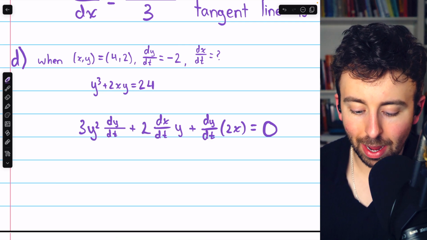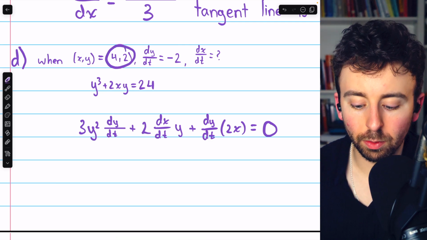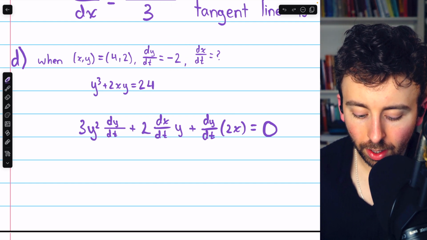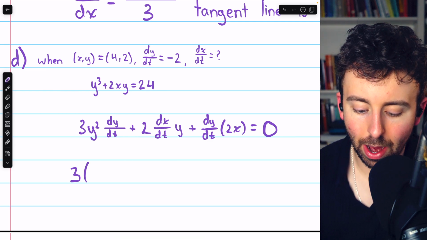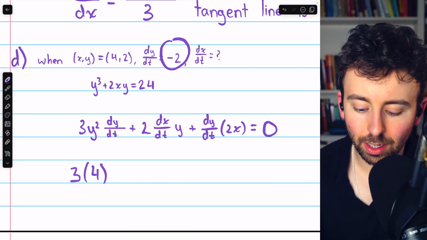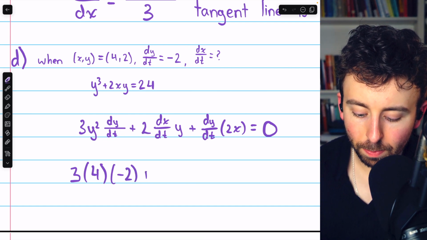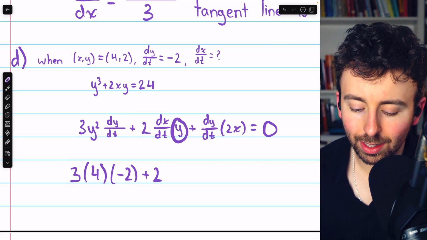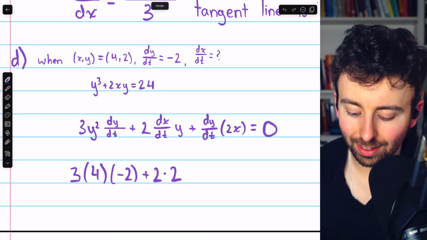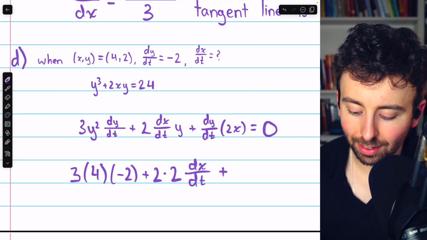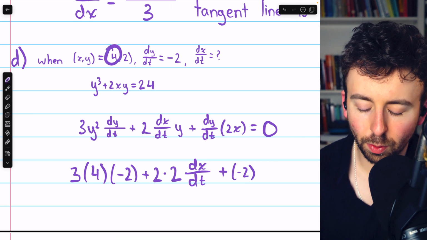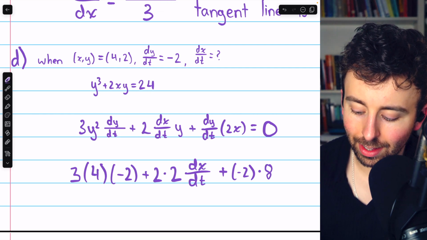Now we can plug in the known information. We'll plug in the point we're interested in, 4, 2, and we'll replace dy dt with its value at that point, which is negative 2. Thus, we'll have 3 times y squared, but y is 2, so y squared is 4, multiplied by dy dt, but that's negative 2, and then plus 2 multiplied by, let's write y first, y we know is 2, so 2 times 2, and then dx dt, which we will be solving for, and then plus dy dt, which is negative 2, multiplied by 2x. X is 4, so 2x is 8, and this equals 0.